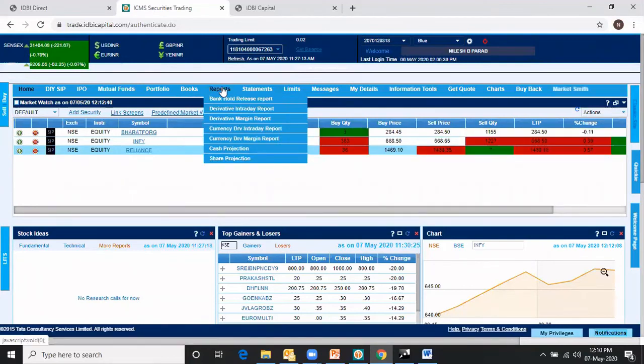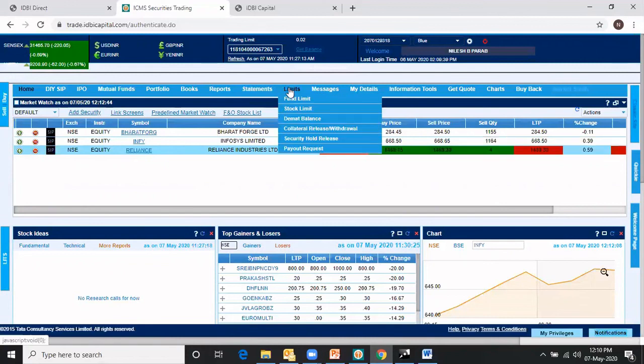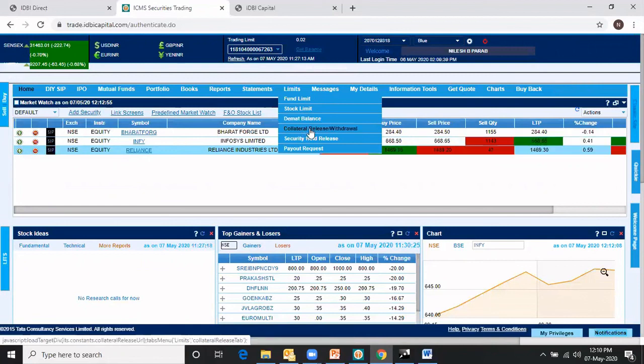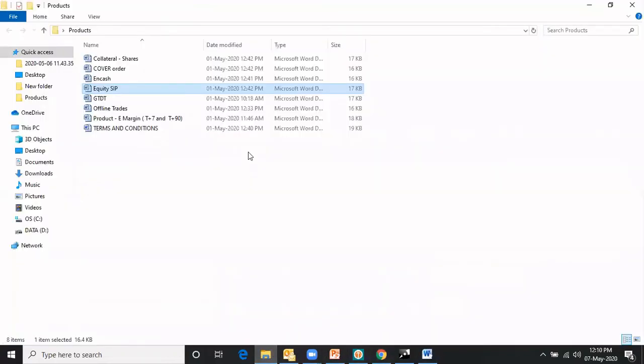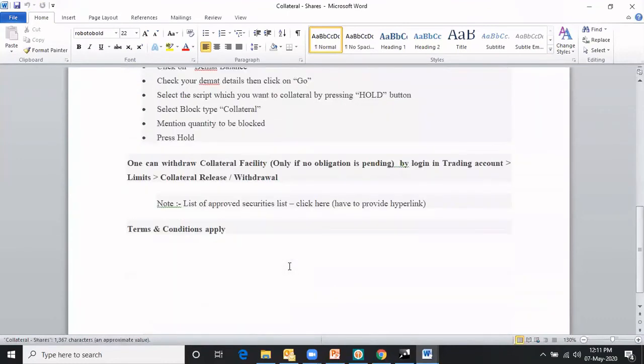There are multiple reports available. There are statements available. Limits you can see, my fund limit or my stock limit or my demat balance I am able to see. Then we have a product called collateral also. So this collateral release and withdraw is mentioned here. But before that, I'll take you through our product that is called collateral. Now what is collateral? I'll explain you within 2-3 minutes. You'll be able to understand.